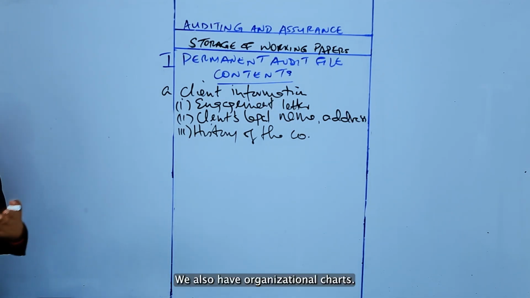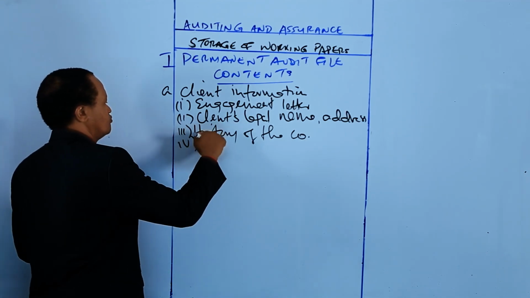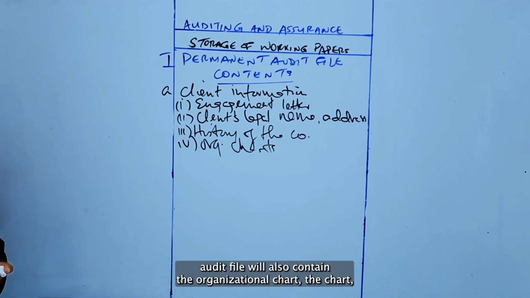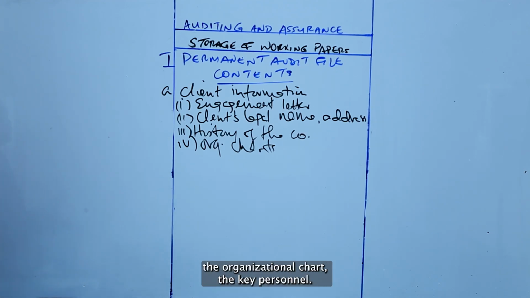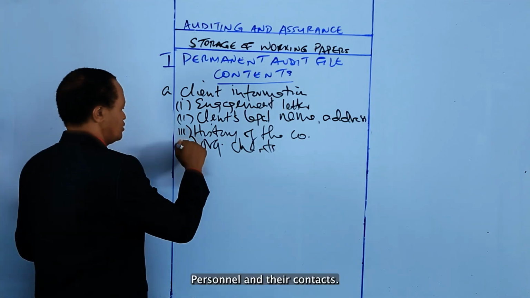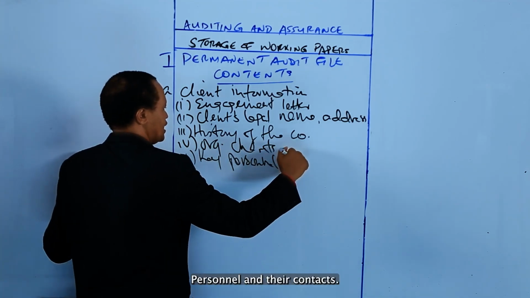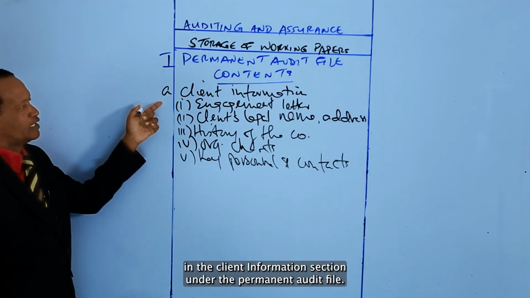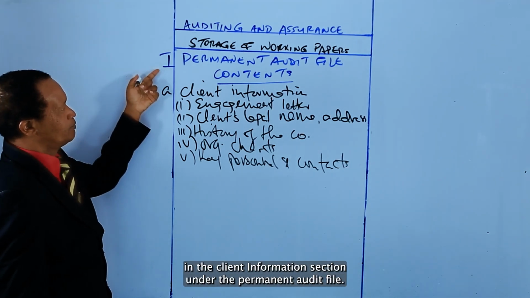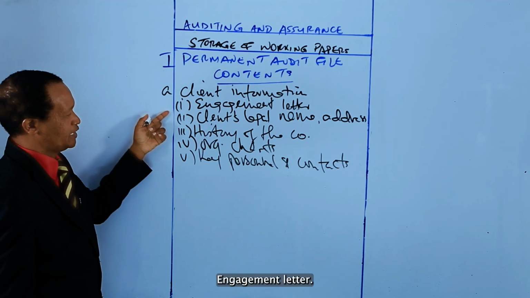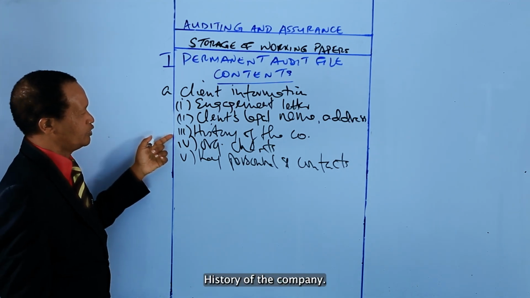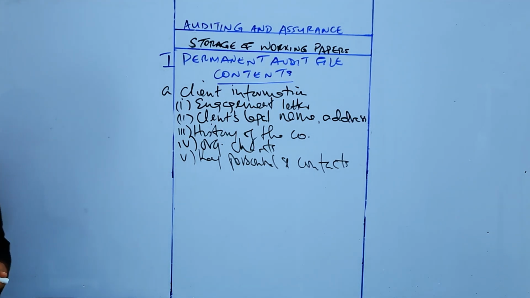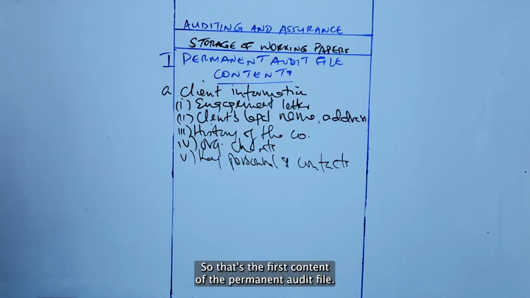We also have organizational charts. The permanent audit file will also contain the organization chart, the key personnel, and their contacts. That is what may be contained in the client information section under the permanent audit file: engagement letter, client's legal name, address, history of the company, organizational charts, and key personnel and contacts. So that's the first content of the permanent audit file.